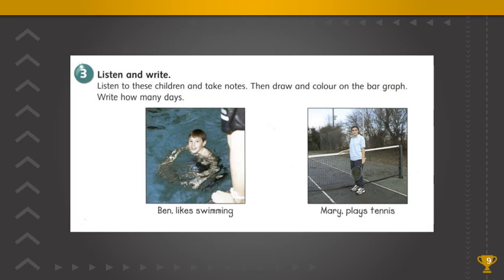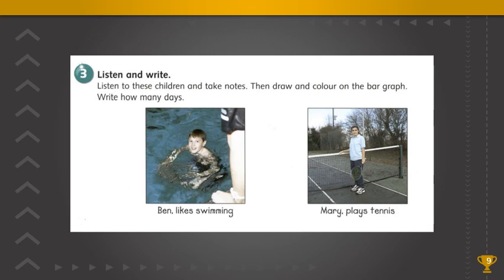Let us now proceed with activity 3, listen and write. If you notice in the bar graph, there are names Ben and Mary, but there is no data. This is now the right time for us to complete the graph. Listen to these children and take notes. Then draw and color on the bar graph and write how many days. Listen carefully as I read to you tape 17. Are you ready? All right. Please listen attentively.